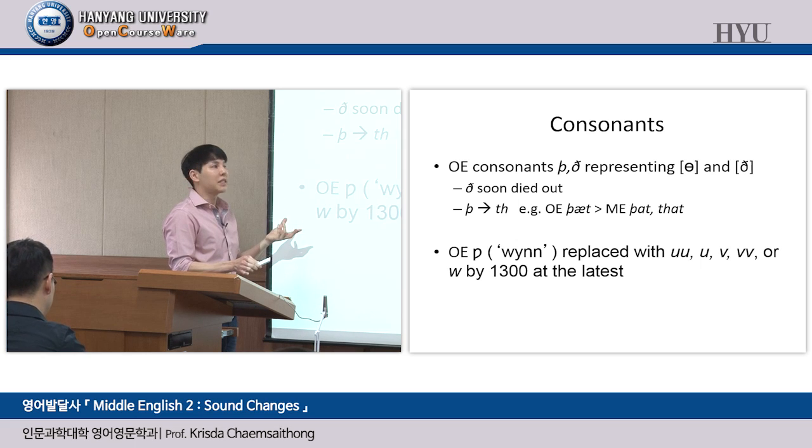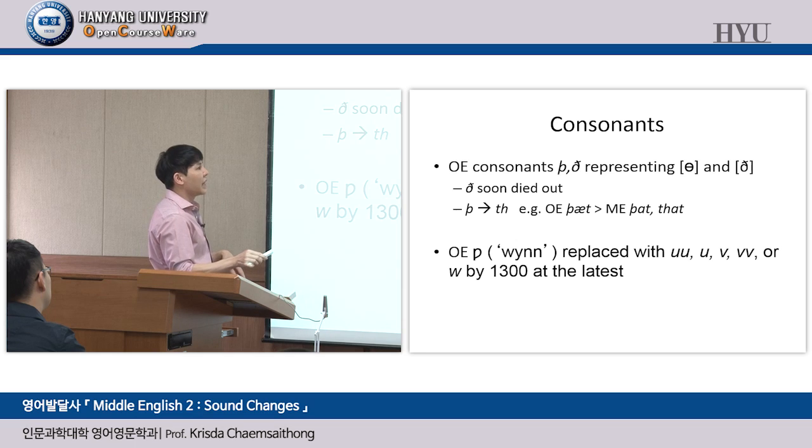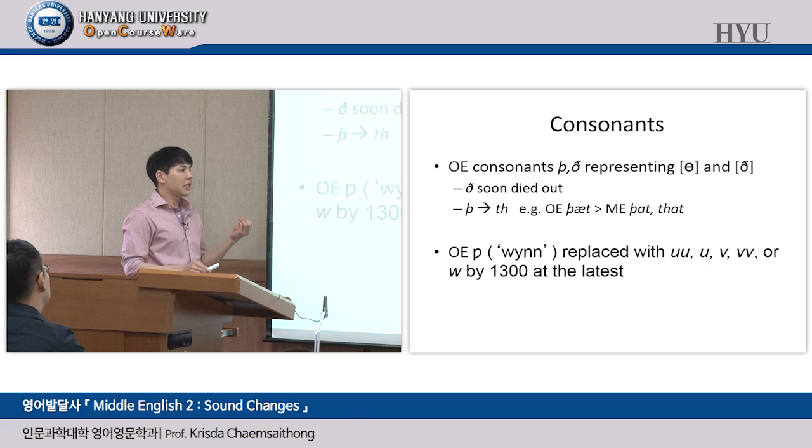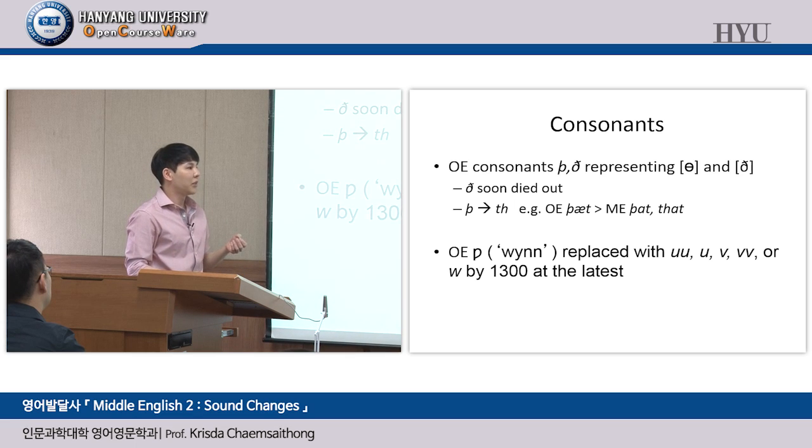But in some Middle English texts, you will see the thorn also, because we are talking about a period of 200 or 300 years, so you see a mixture of two. And then we'll talk about the vowels later. This one looks like a P, but it's actually the W sound, remember? The W sound, we call it the wynn, replaced by UU, UV, VV, or W.